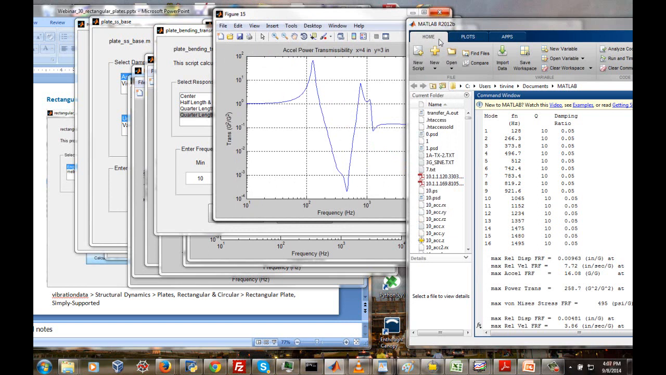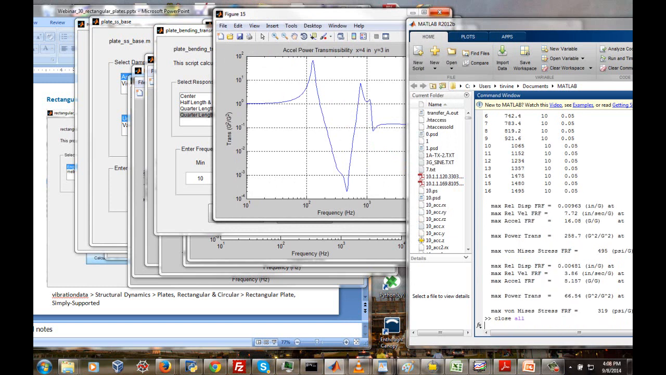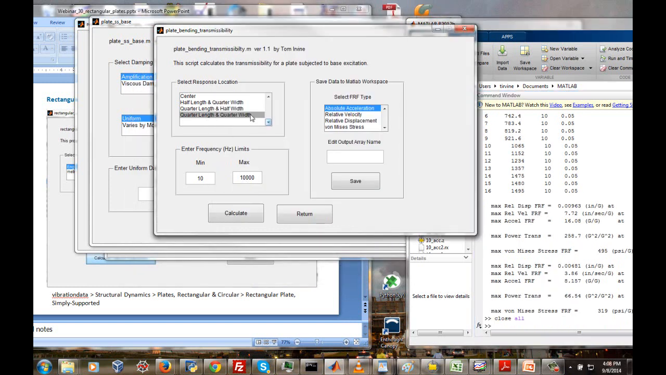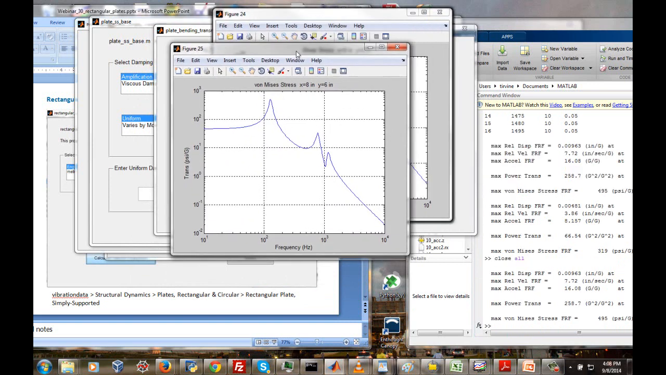That was just a little side trip there, and I think what I'll do is a close all, just because I get too many plots up there. Okay, let's go back to the center real quick to rerun anyways. And so here's the von Mises stress. This is the transmissibility for the center location of the simply supported plate.